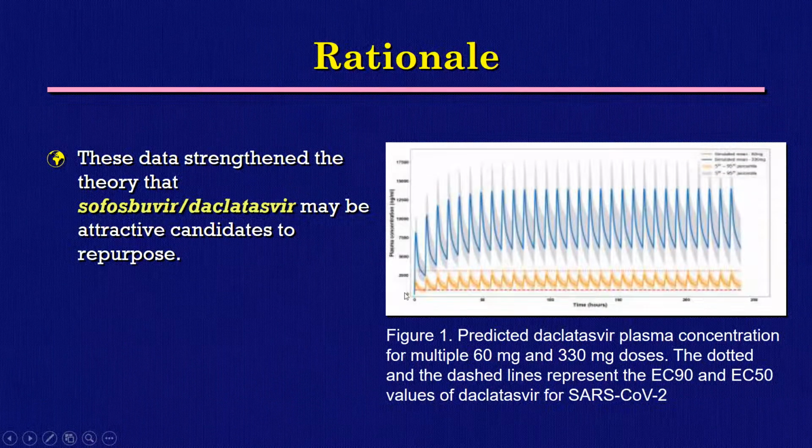Another study showed here the predicted daclatasvir plasma concentration for multiple 60 and 330 milligram doses. The plasma concentration here, as we see, is above the effective concentration 50 and above the effective concentration even 90 for those doses of 330 milligram.